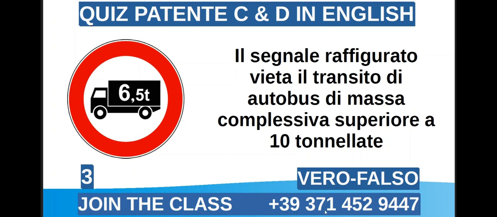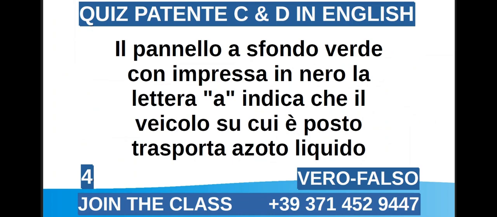Question number 4. Il pannello a sfondo verde con impressa in nero la lettera A indica che il veicolo su cui è posto trasporta azoto liquido. So the number 4, the right answer is falso. Why? It says the green background panel with the letter A printed in black indicates that the vehicle on which it is placed transports liquid nitrogen.